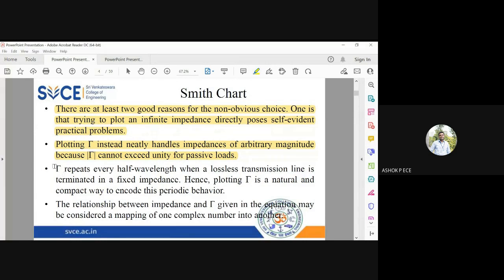You know that for every lambda by 2 cycle, tau is going to repeat. It is a periodic quantity. It repeats every lambda by 2. Just like when you complete one full cycle of 360 degrees, you come back to the same point, in the same way tau also repeats after every half wavelength. So we can say that covering the Smith chart one full time corresponds to 0.5 lambda. That is the logical understanding.